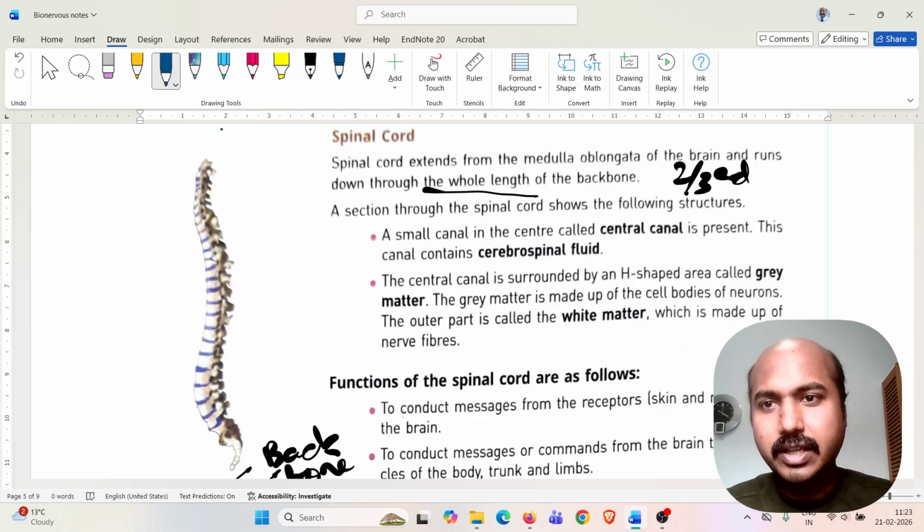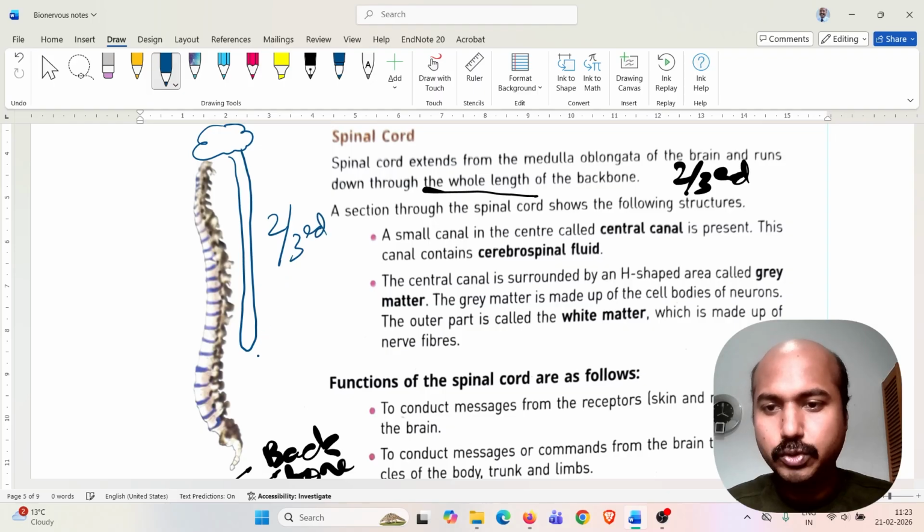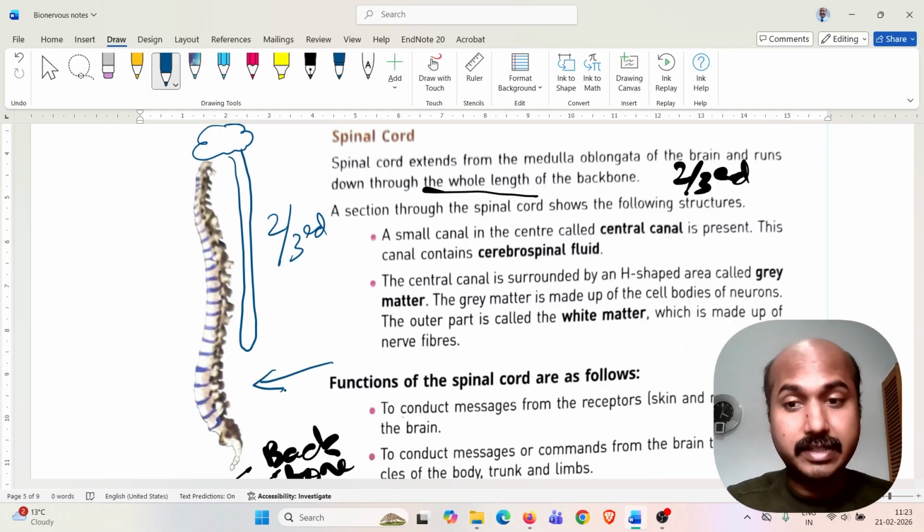If I draw the brain here, you imagine this is the brain and this is the spinal cord, then the spinal cord doesn't run the whole length. It runs only almost 2/3 of the backbone. The lower part, you don't have spinal cord, and that is the reason why you can do some procedures in the lower part, like you can insert a needle and take out the fluid from the lower part so that it will not injure the spinal cord.